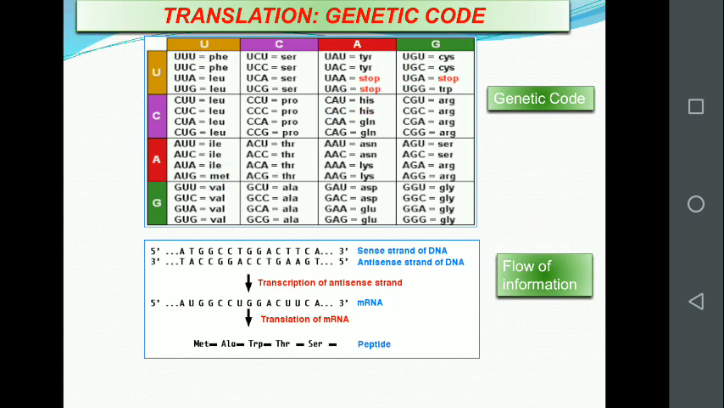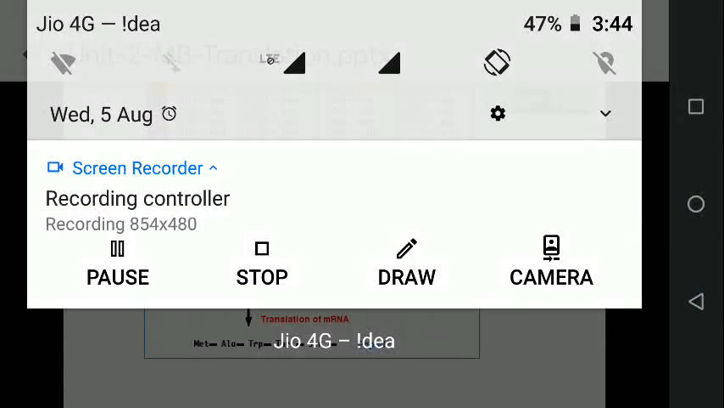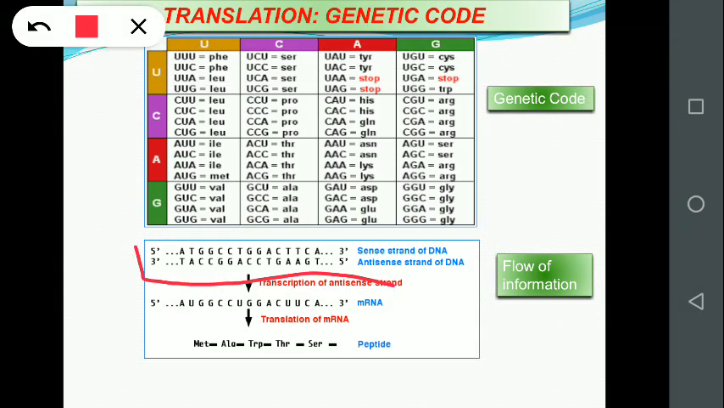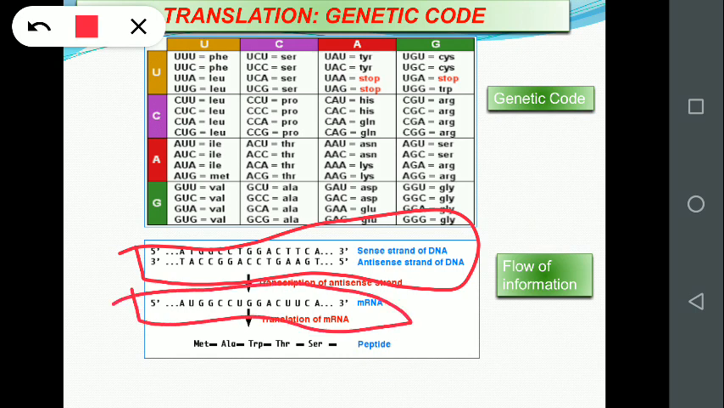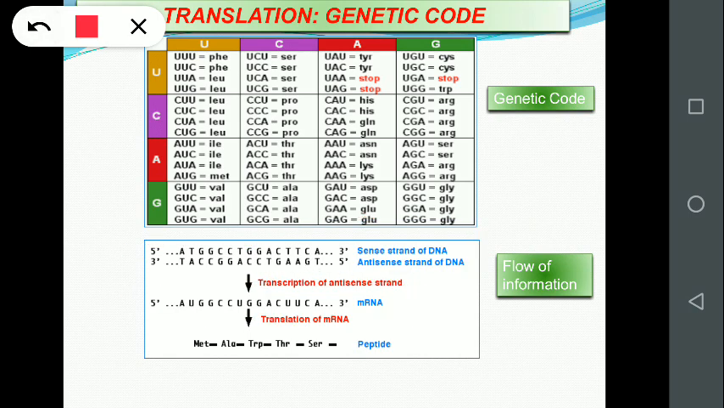If we look at the flow of information, this is the DNA sequence, that is a gene, and during transcription we get a corresponding mRNA molecule. So during the translation process, what happens? The first codon, AUG, codes for methionine, GCC codes for alanine, UGG codes for tryptophan, ACU codes for threonine, and UCA codes for serine.